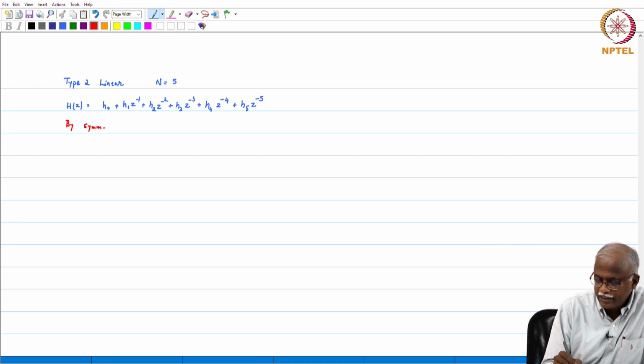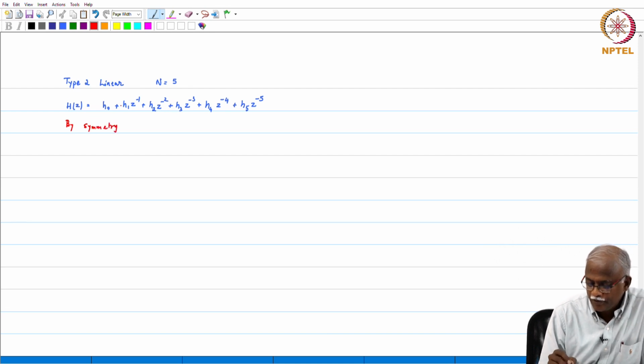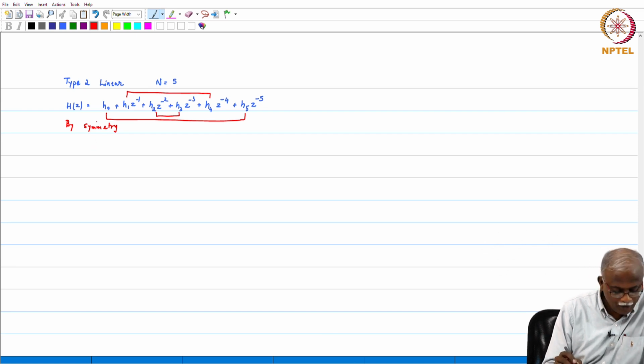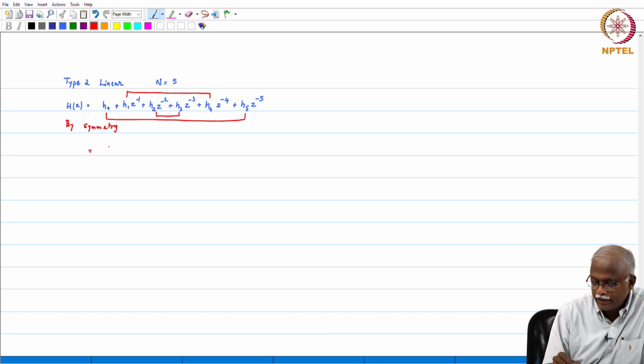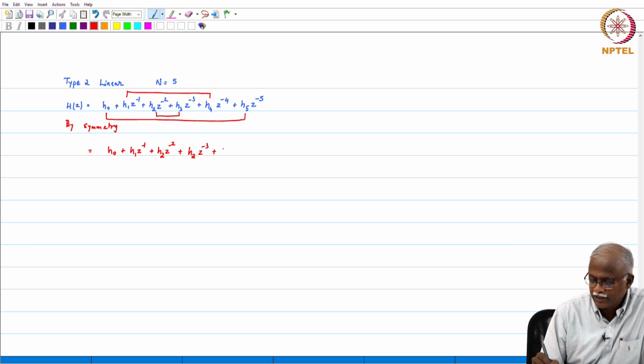Imposing the symmetry constraints, what are the symmetric coefficients? H naught and H5 will be the same. H1 and H4 will be the same. H2 and H3 will be the same. What we will get is a filter which is H naught plus H1 Z inverse plus H2 Z minus 2 plus H2 Z minus 3 plus H1 Z minus 4 plus H naught Z minus 5.